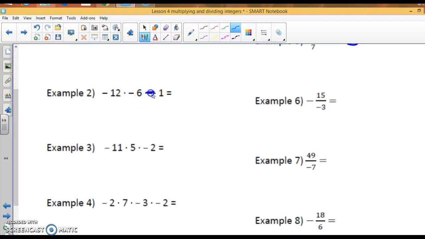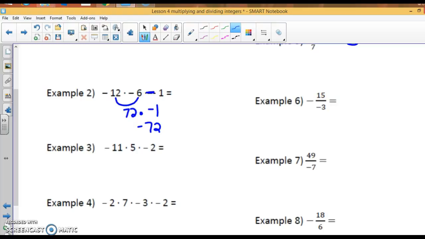Now, let's do this one. Negative 12 times negative 6. They are the same. So that'll be positive 72. Bring down the times negative 1. These are different, so it's going to be negative 72. If they are the same, it's positive. Different, it's negative.